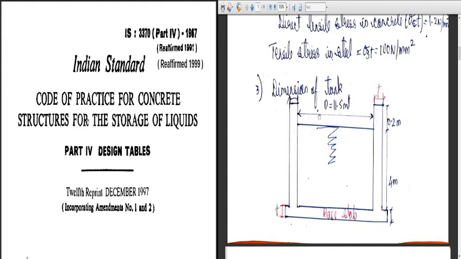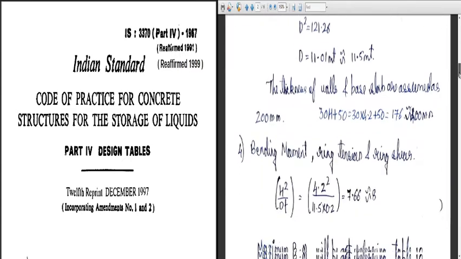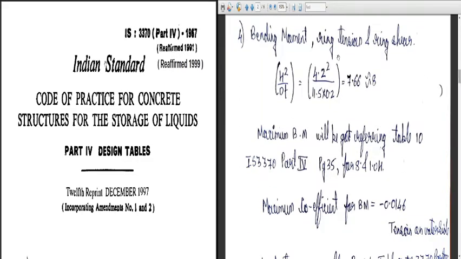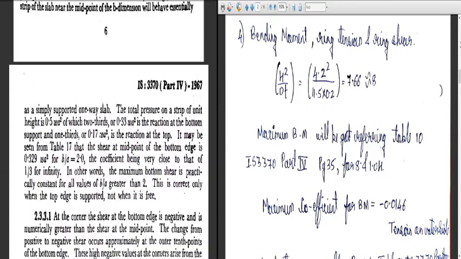So the diameter of the circular water tank worked out to be 11.5 meter. The height of the wall was 4.2 meter. The thickness of wall and thickness of base slab was taken as 200 mm. Further, we computed the bending moment, ring tension and ring shear according to the code book, according to clause number 3.1. So let us go there.